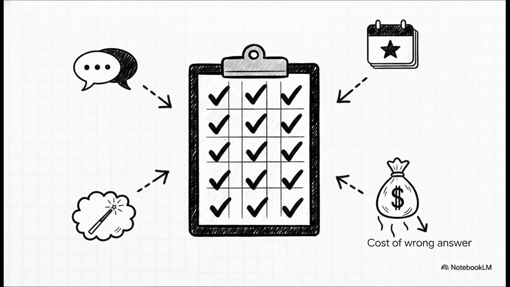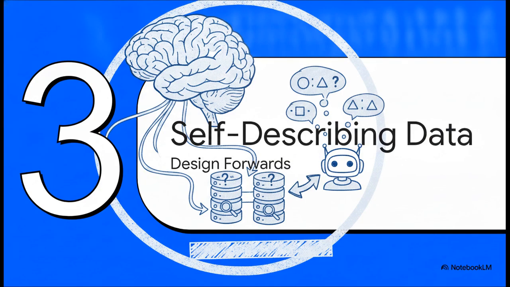That right there dictates your risk tolerance. You want to walk out of that room with 15 specific, real-world questions the agent absolutely must master. All right, Section 3, building self-describing datasets. This is exactly how we constrain the AI and stop it from hallucinating.